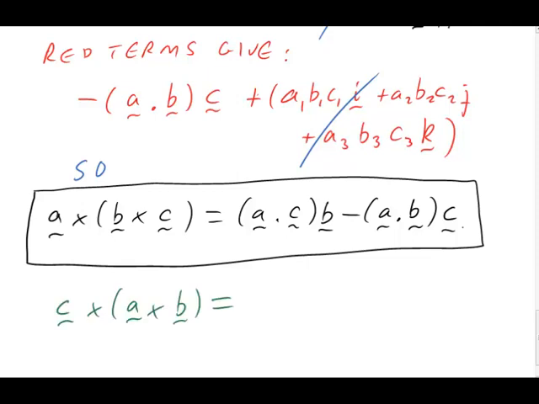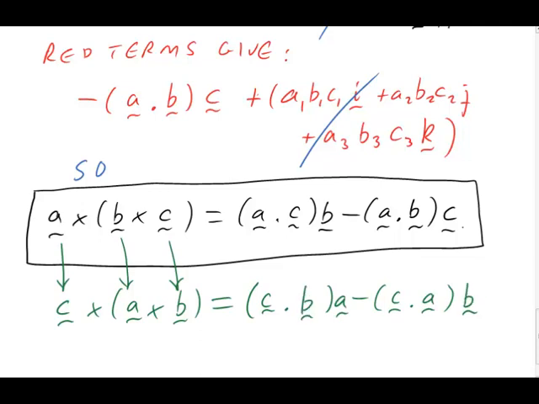To get the right-hand side of the expression, all I have to do is realize that A has been altered and changed its name to C, B has changed to A, and C has changed to B. So I just need to effect that same change of names on the right-hand side, changing A to C, then changing B to A, and finally changing C to B.